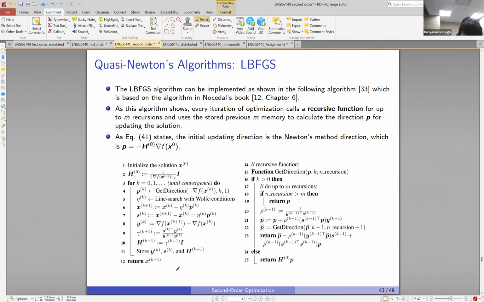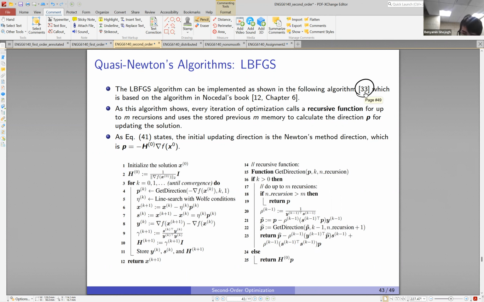Okay, now I'm showing the LBFGS algorithm here. Why am I focusing on the LBFGS algorithm? Because most modern optimization toolboxes are using LBFGS for the Quasi-Newton's algorithms. If you look at, for example, ManOpt, it's optimization on Riemannian manifolds. This is a toolbox that also uses LBFGS a lot. So many optimization toolboxes are using LBFGS nowadays. So the LBFGS algorithm can be implemented as shown in the following algorithm. This algorithm is inspired by the algorithm mentioned in Professor Reshad Hosseini's and Suvrit Sra's work.